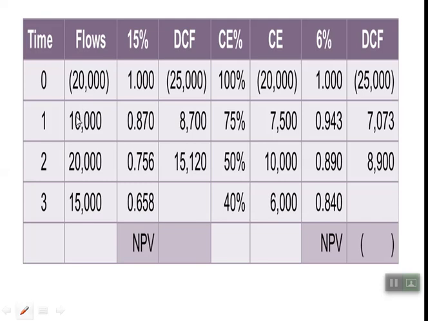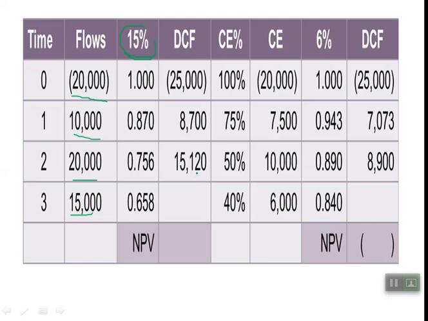So these are our cash flows. Our normal cash flows, this is our initial investment, as we said. This is cash flow in year 1, cash flow in year 2, cash flow in year 3. Our cost of capital is 15%. If you are not using certainty equivalent factor, then you discount using the normal cost of capital, which is 15%. If we use the normal cost of capital, then you can get your discounted cash flows.